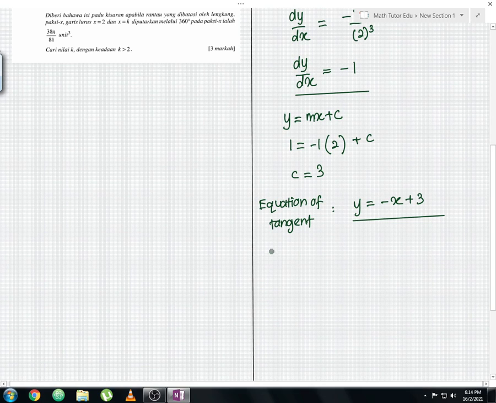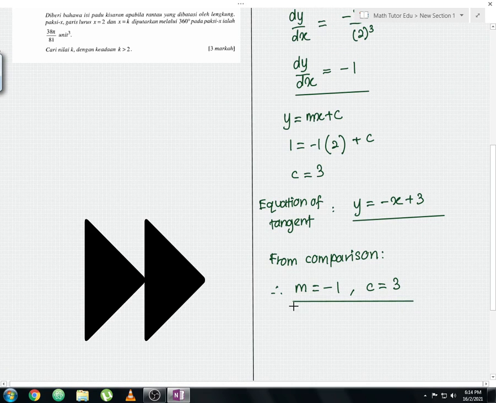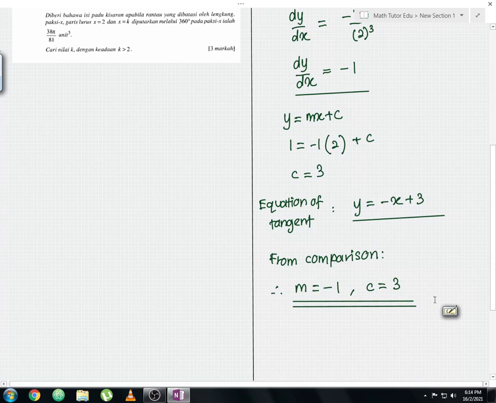So from the comparison, you should know that your m is equal to negative 1 and your c is equal to 3. So this is your answer for question part A. Let me underline the solution. That is all for the step-by-step working and solution for question part A. Let us proceed to question part B now.